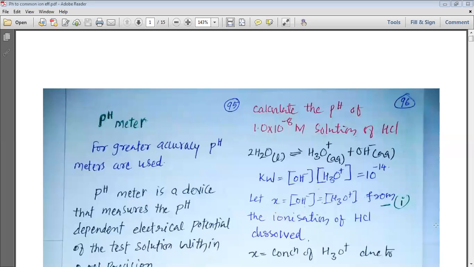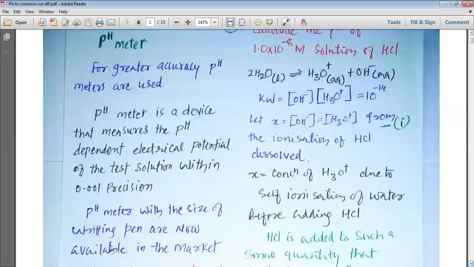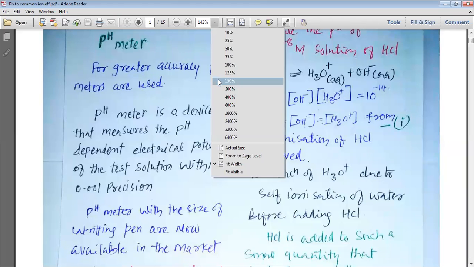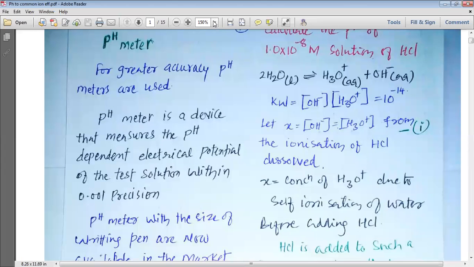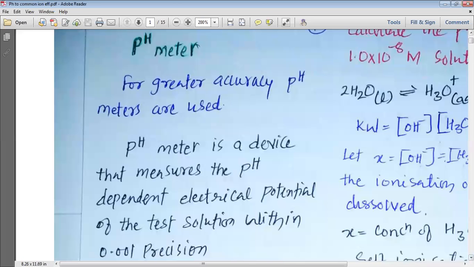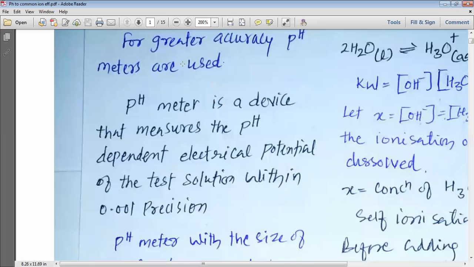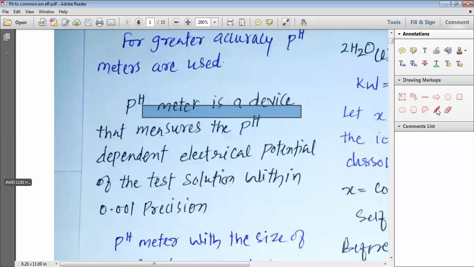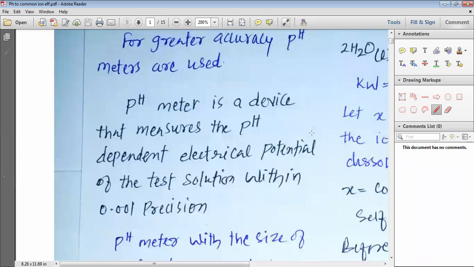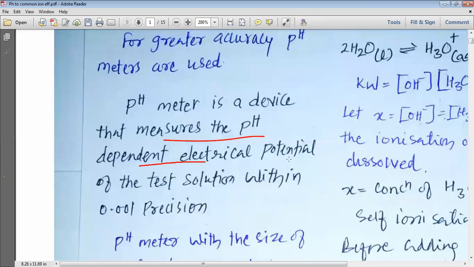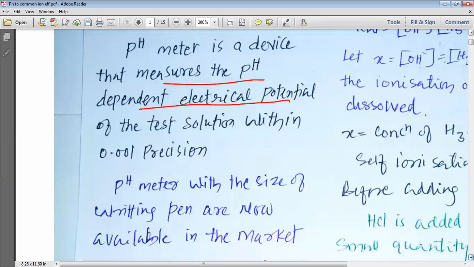So, my dear students, we have just studied about the pH meter. For greater accuracy of pH, we use this pH meter, as you are well aware. pH meter is a device that measures the pH dependent electrical potential. That is what we have seen already.